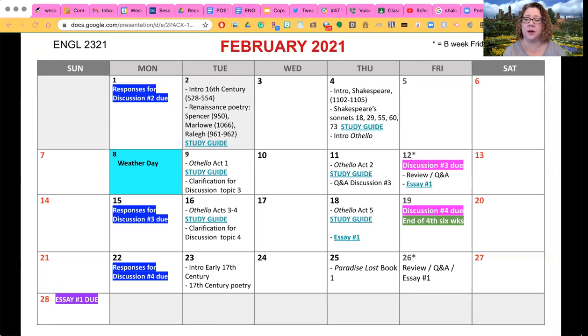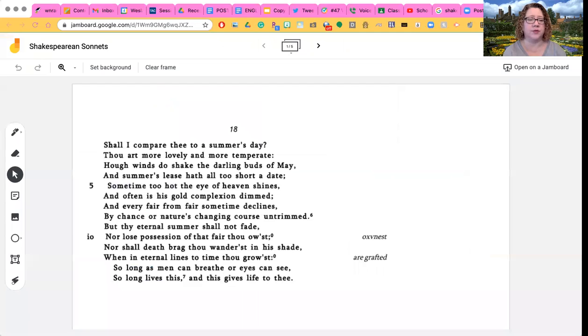I prepared a Jamboard. I don't know if you all know what a Jamboard is. I don't like the name of that. It sounds weird, but that's what it's called on Google. It's basically sort of like a slideshow that you can write on, and it's got tools over here that you can highlight and circle stuff. And I put all 5 of the sonnets on here.